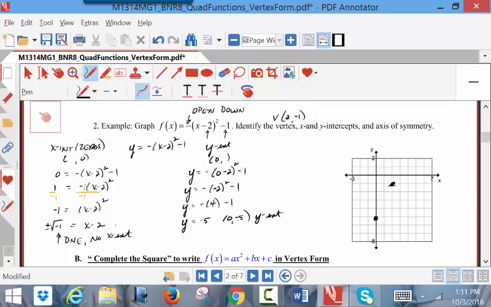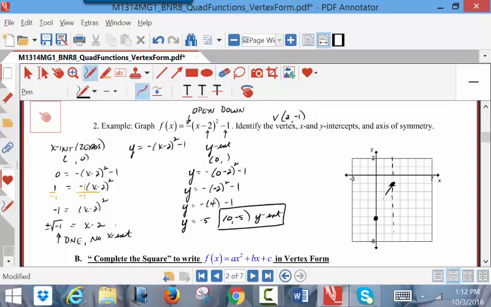I know this opens down. I know my vertex, and I know that this is my axis of symmetry. Whoops, I missed it. It's kind of hard sometimes to get this pin right where I need it to be. Okay, I know I have an axis of symmetry through that vertex.